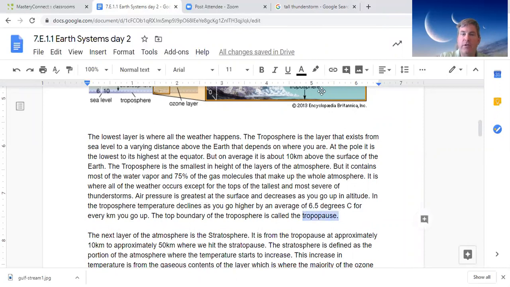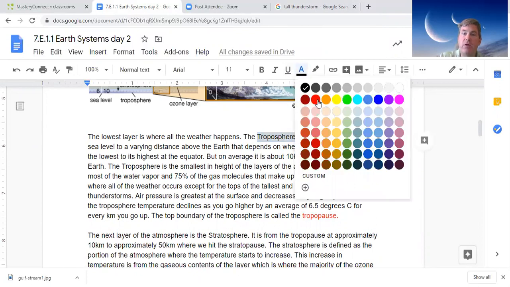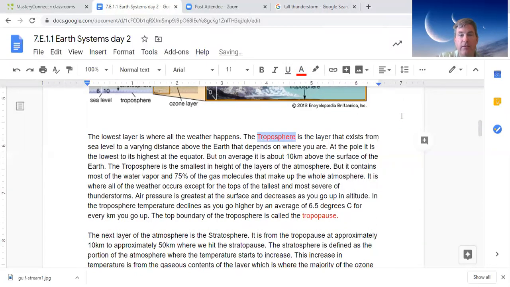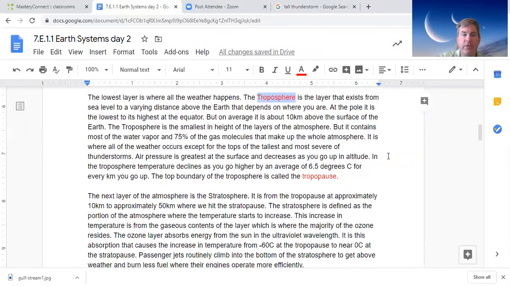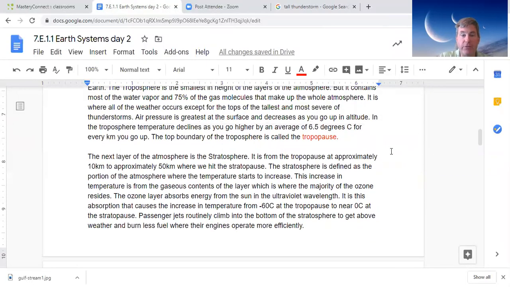So here's a word you need to kind of know, the tropopause. So the tropopause is what? It's the top boundary of the troposphere. The troposphere is what? It is the lowest level of the atmosphere here on Earth, where all the weather occurs, and 75% of the gas molecules that make up the entire atmosphere happen to live there. That is this level right here, down at the very bottom, from ground level to 10 kilometers. The next layer up is called the stratosphere.